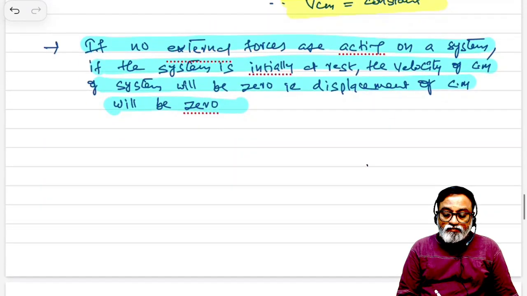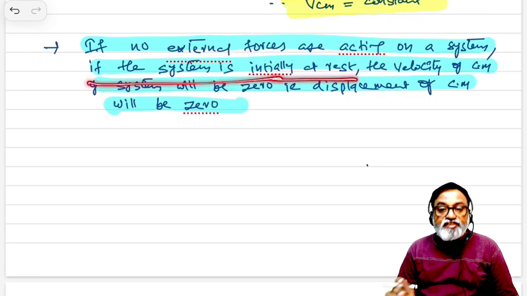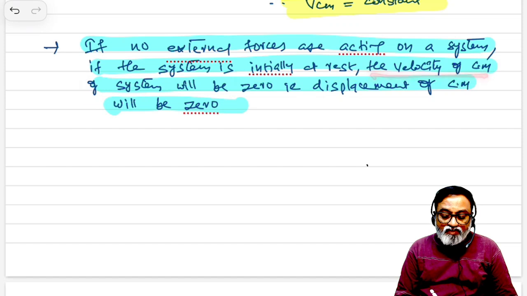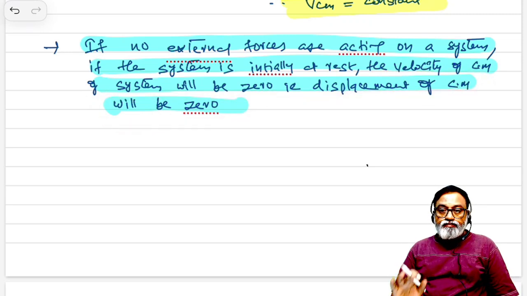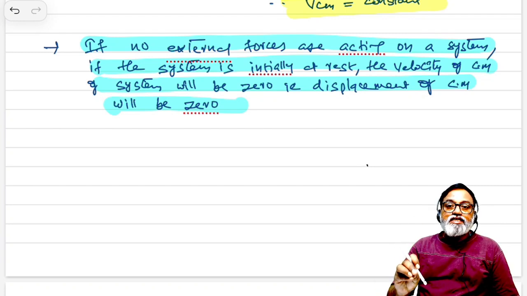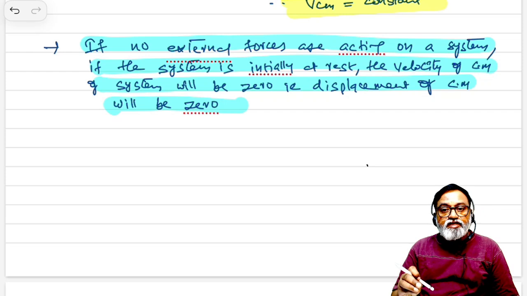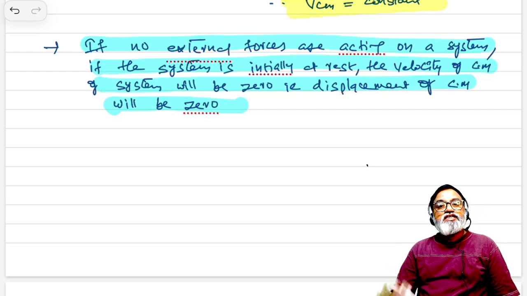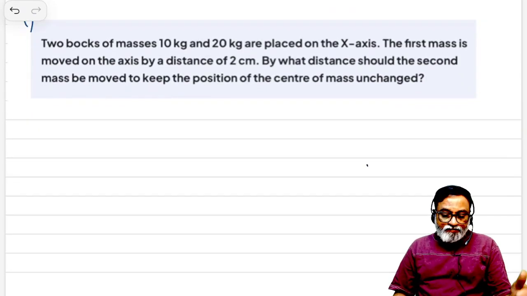If no external forces are acting on a system and the system is initially at rest, the velocity of center of mass of the system will be 0. Velocity of center of mass 0 means displacement of center of mass will be 0. So by that concept, we can apply it to this problem.